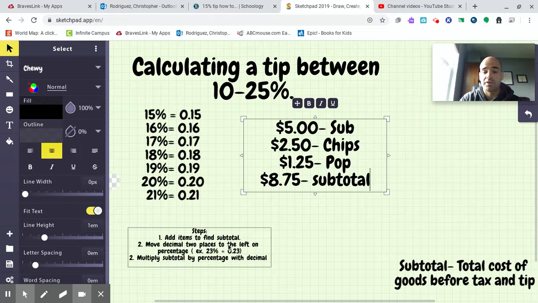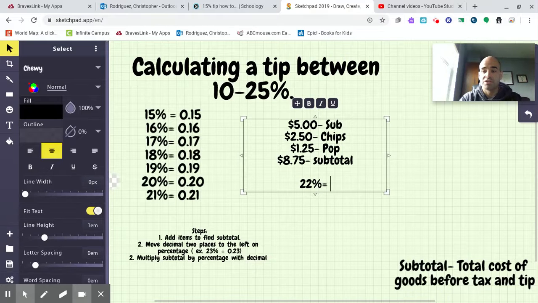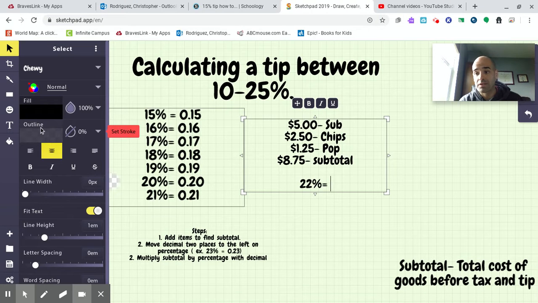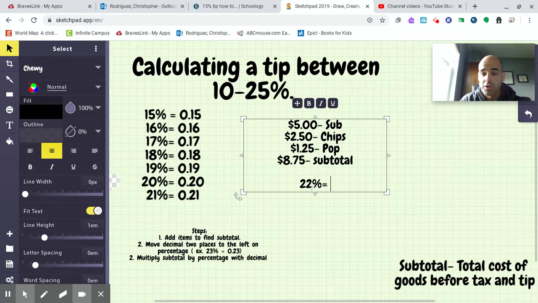Move the decimal 2 places to the left on the percentage. Let's say I said find a 22% tip on this purchase. So I would take 22%, so the number is 22. Now here's where I wish I had my pencil, but just follow my cursor here. My decimal would normally be right here, because it'd be 22 point. The decimal goes to the right of the ones place. So I'd move it 2 places to the left, 1, 2.